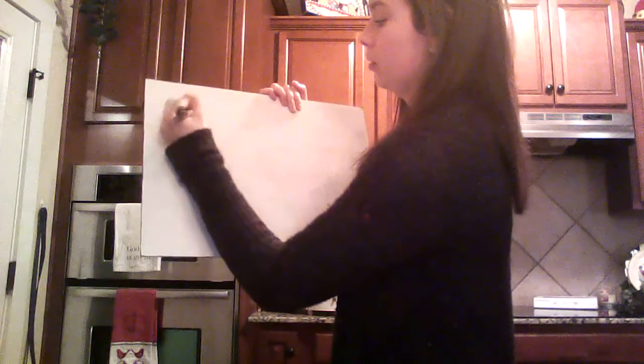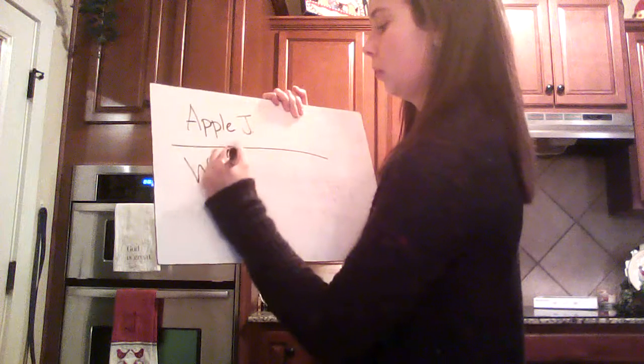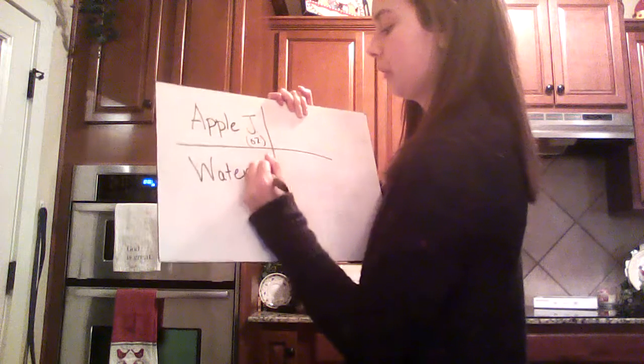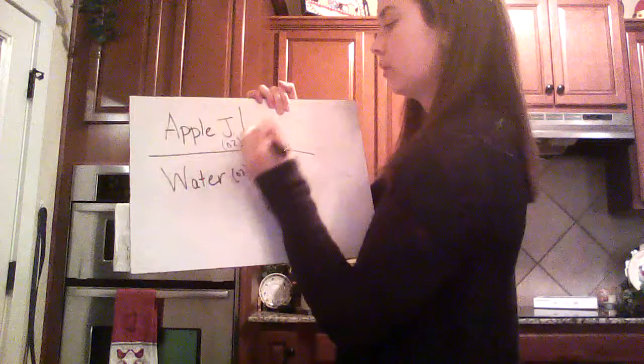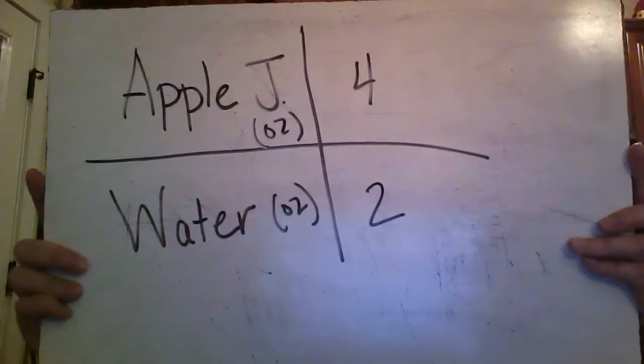So what we're going to do is use a ratio table to help us decide how many ounces we need. So we're going to do apple juice up top and water below. And they're both in ounces, obviously. Okay, and so we have 4 ounces of apple juice and 2 ounces of water. Okay, so here is the start of our ratio table.